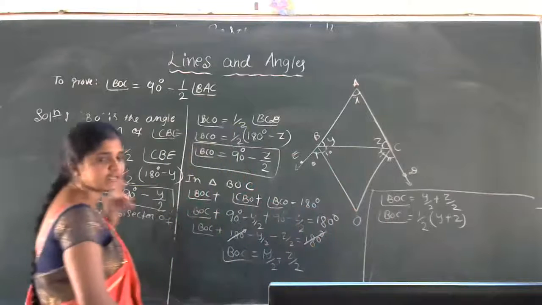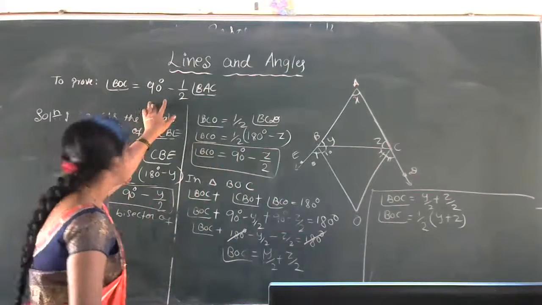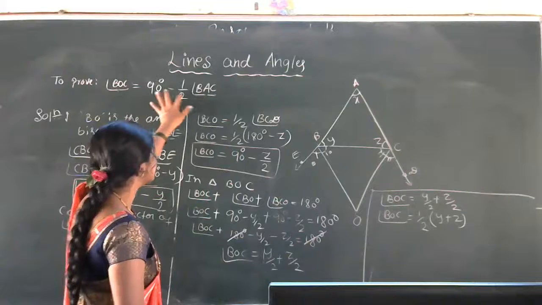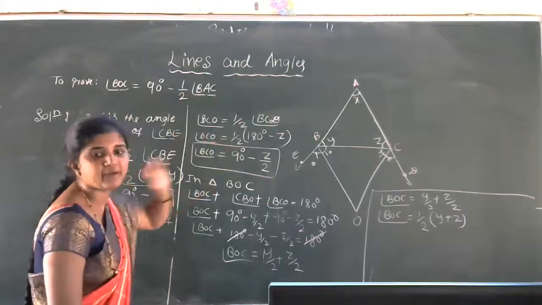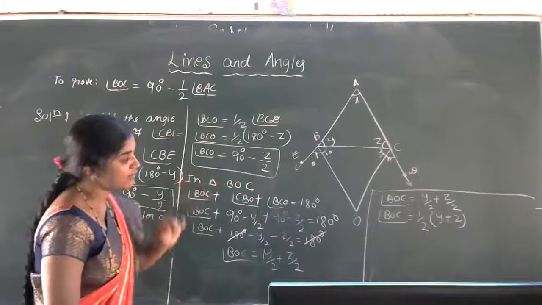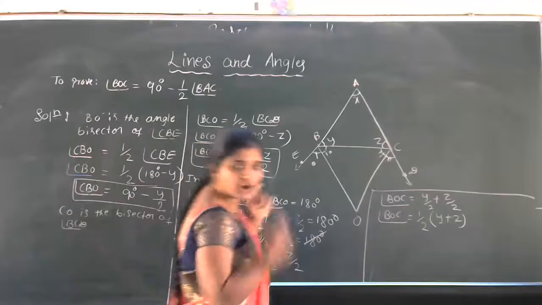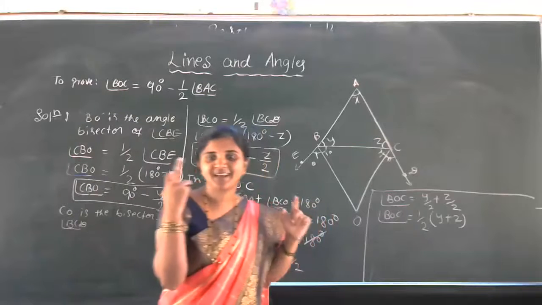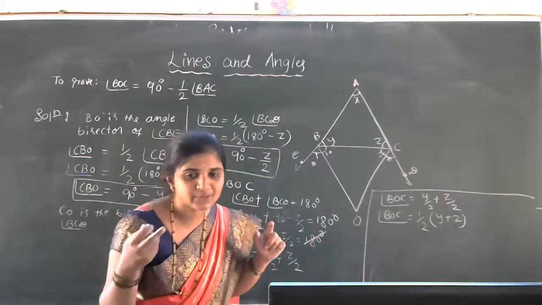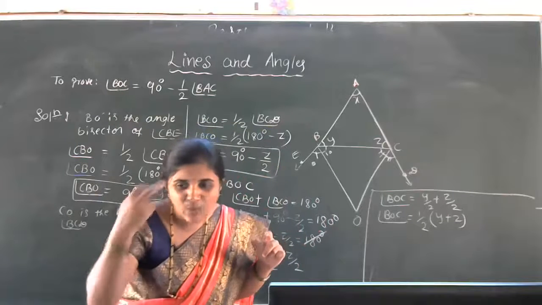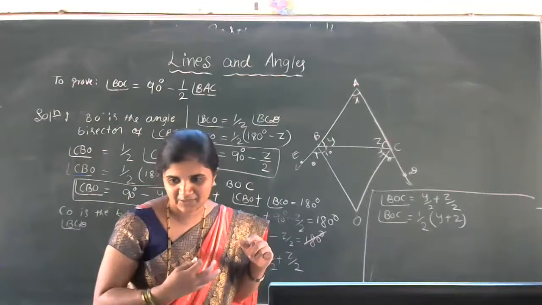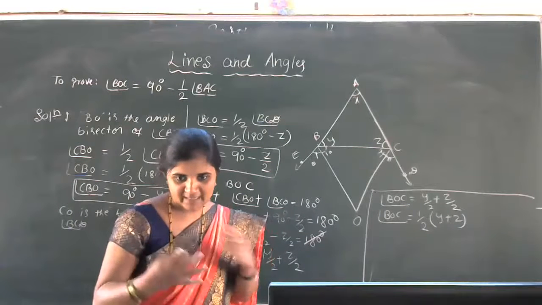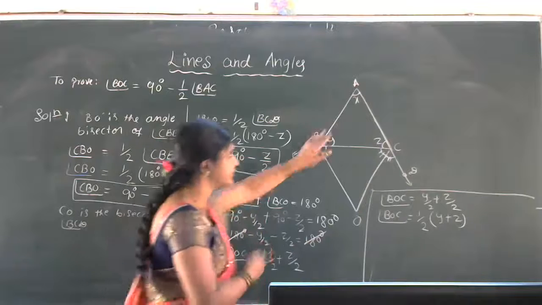Again, just glance at the proof part: 90 degrees minus 1 by 2 of BAC. So in the proof we have 1 by 2 and here y plus z. So what do we have to do with the y plus z? What can we substitute in place of y plus z? Just think. Just observe this figure.